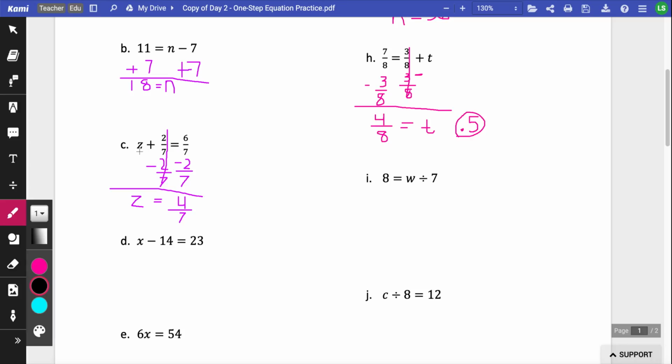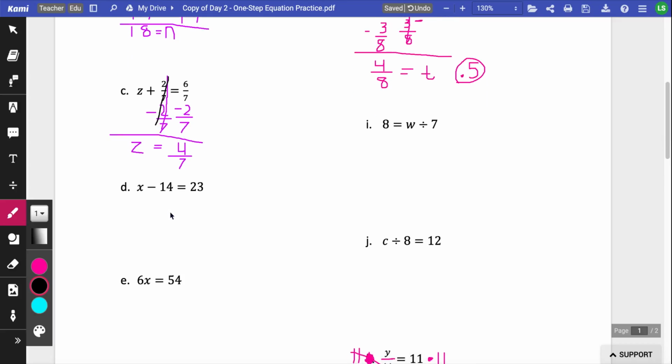So the equation is z plus 2/7 equals 6/7. I showed subtracting by 2/7 on both sides to isolate the variable. So 2/7 take away 2/7 is nothing, so it cancels out, which is why I put this slash through here. And then I subtract 2/7 on the right side of the equation, and z equals 4/7.